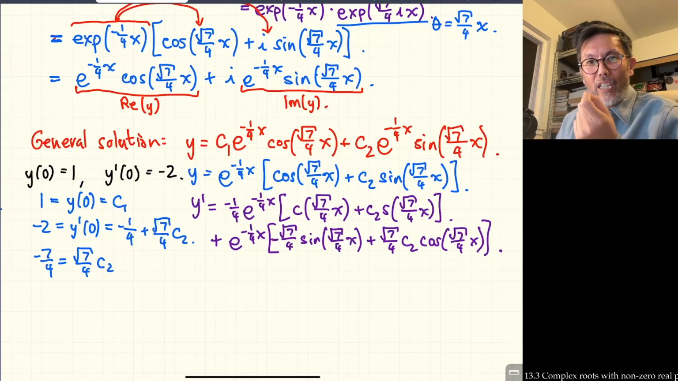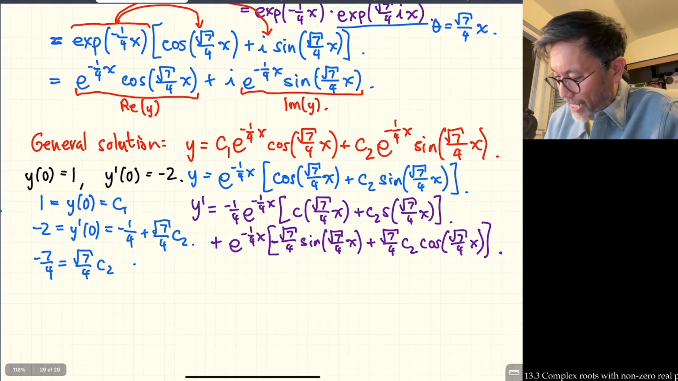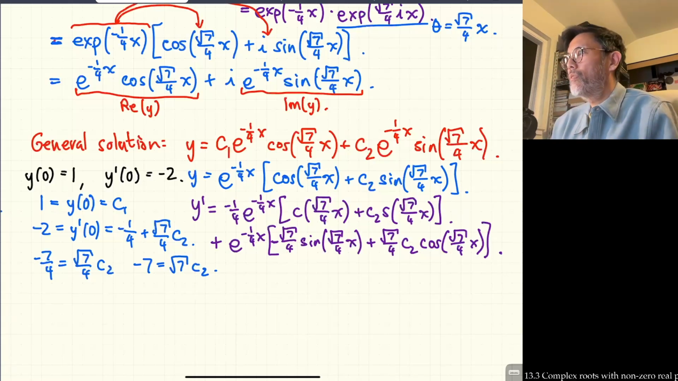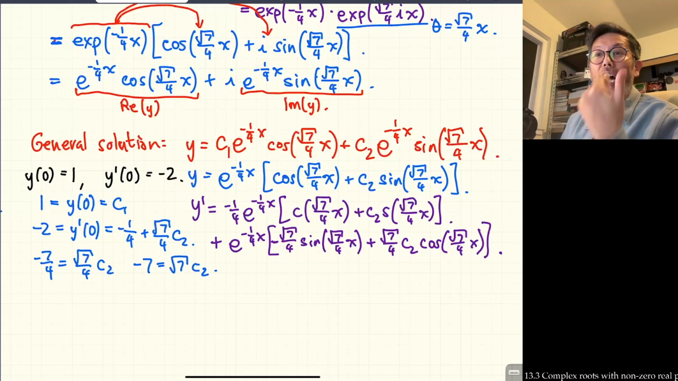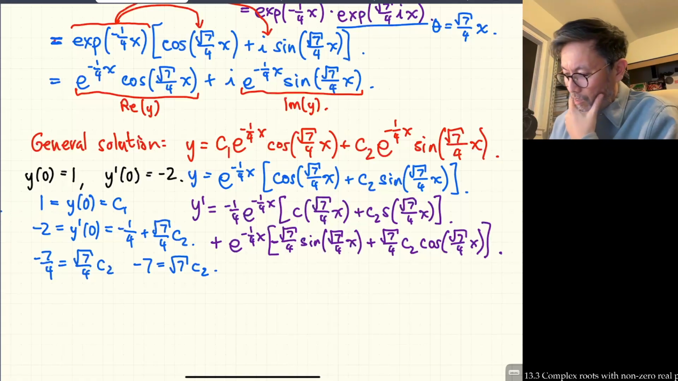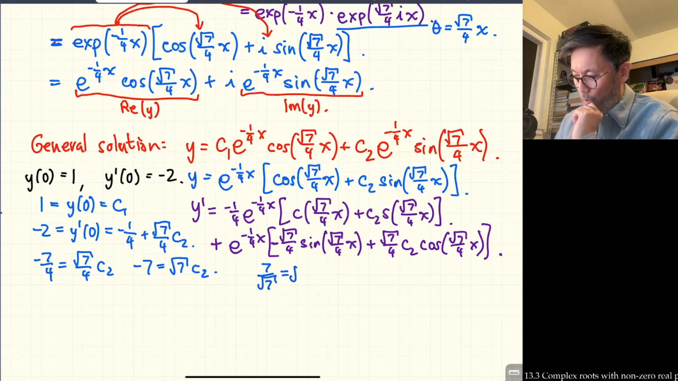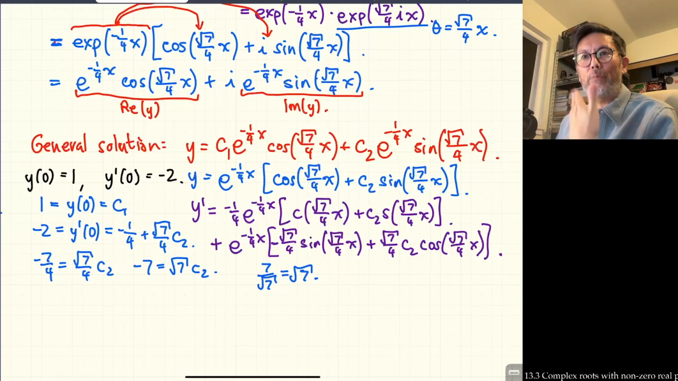Can multiply both sides by 4. So I get that negative 7 is equal to square root of 7 times c2. And then I can divide both sides by the square root of 7. Now listen, 7 is square root of 7 times square root of 7. So 7 over the square root of 7, you know what that's equal to? The square root of 7. Why? Because 7 is the square root of 7 times the square root of 7. That's why.